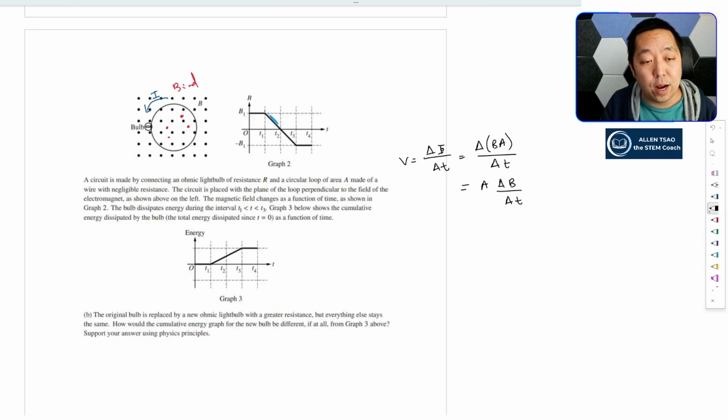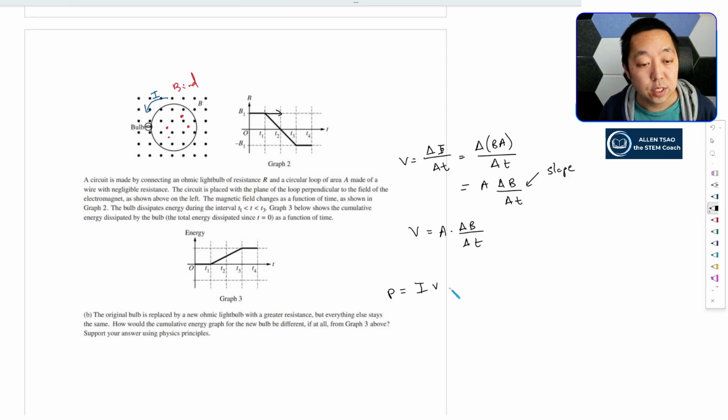And the slope of this graph is you go over, like if you're here, you're gonna, let me see. Yeah, so anyway, this is the slope here, right? The slope. So the voltage is going to be A times that delta B over delta T. And the power, the energy dissipated, is I times V, right, from our circuit analysis. And because it's ohmic loss, V is equal to IR, so I is equal to V over R.